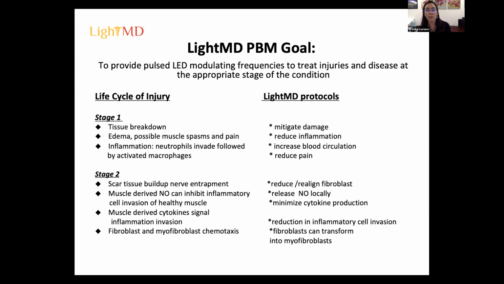By applying the light, you're going to release the nitric oxide locally in the cells. You're going to minimize the cytokine production, which overall is going to reduce the inflammatory cell invasions. And your fibroblasts are also able to transform into myofibroblasts with PBM.